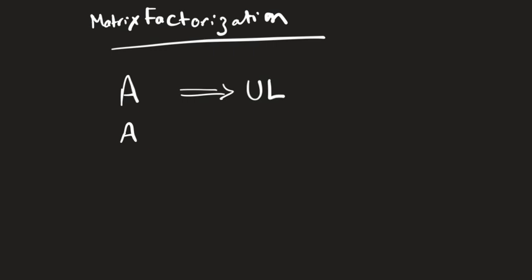Or you can represent the matrix A with something called the singular value decomposition, or the singular value factorization. So you can represent it by the SVD representation. You can also represent it by an upper triangular matrix multiplied by lambda. This is the eigenvalue factorization.